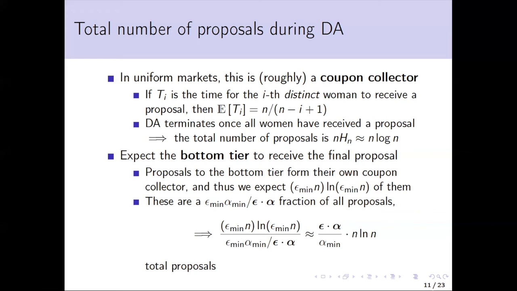And also we know that in expectation, we should have this fraction of proposals among all proposals that go to the bottom tier. So that indicates that the total number of proposals must be n log n up to a constant factor that depends on the tier structure of the women. Based on this, it is very easy to deduce the average rank of men, which is just this divided by n, and also the average number of proposals received by each woman, because we know they distribute proportionally to score.